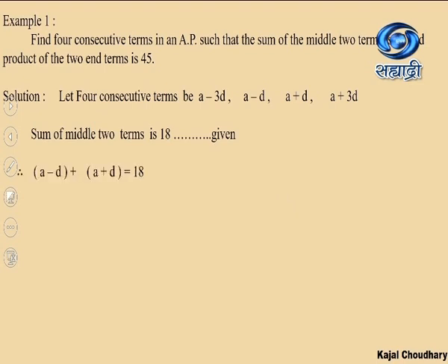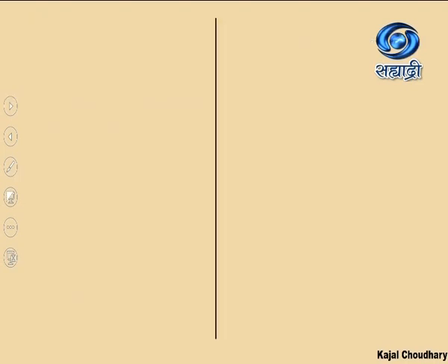So we are going to write it as A minus D plus A plus D. Now, if you open up the bracket, minus D plus D is 0, and A plus A is 2A, is equal to 18. So A will come out to be 9 over here. Okay, so now we have been provided with the second condition, which is saying the product of the end 2 terms.